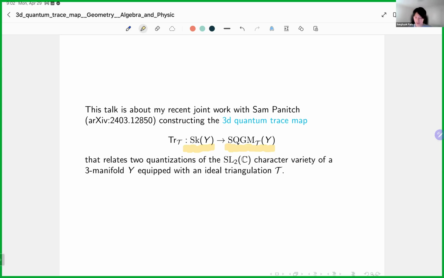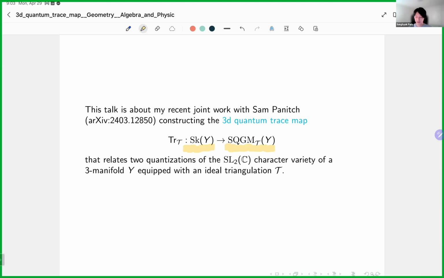This map can be thought of as giving a precise relationship between these two different quantizations. These two vector spaces individually have been known to be quantizations of the SL2C character variety of a three manifold, and it's a certain variety of representations of the fundamental group of the three manifold into SL2C up to conjugation, which is an important object in many different fields of mathematics, including mathematical physics and low-dimensional topology.